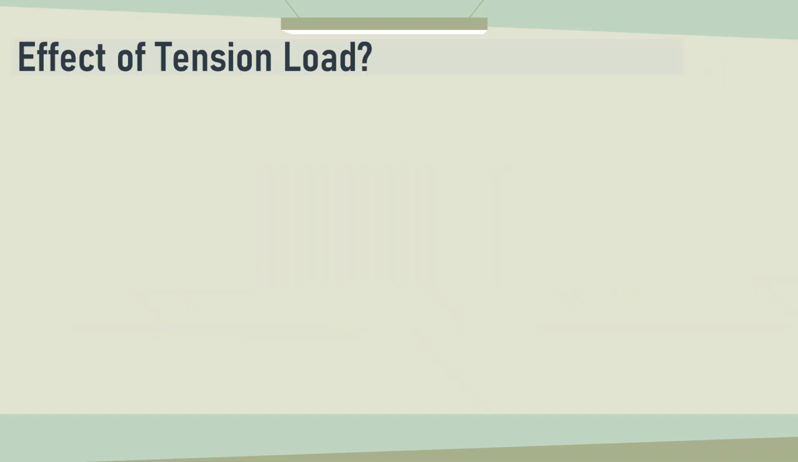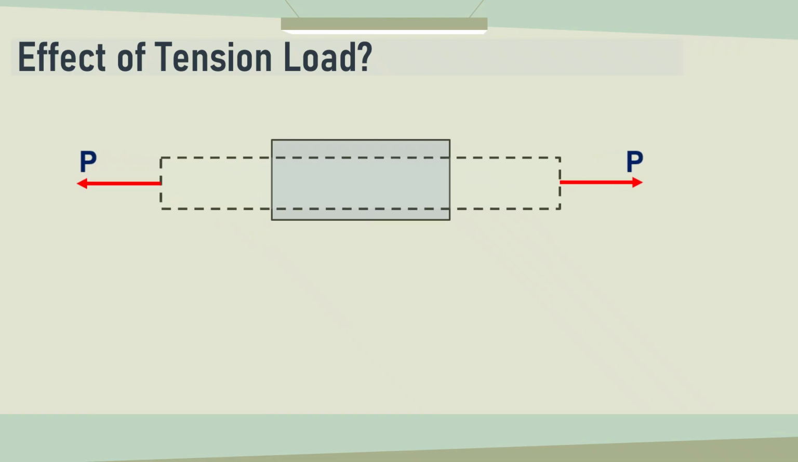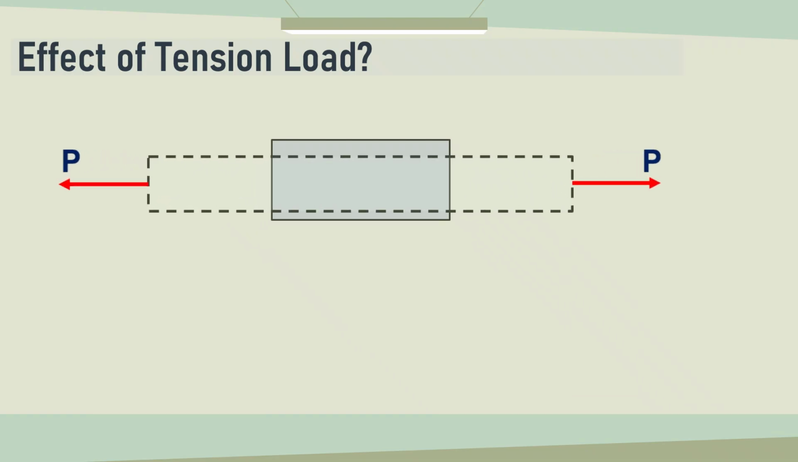Do you know how the tension load reacts to the body? Consider the rod with pull force at the ends. Due to the application of tension load, the material tends to elongate in the direction of the applied load. This increase in length of the material in the direction of applied load is called deformation, which is due to the applied tension load.